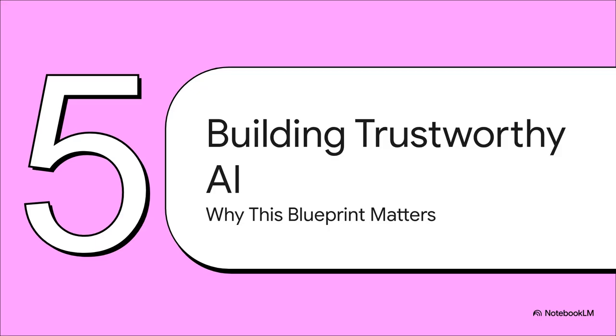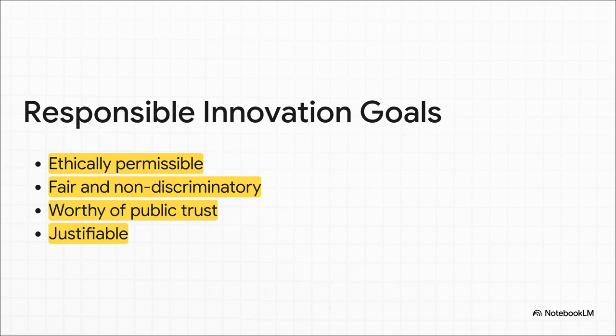Okay, so let's pull all these threads together. We've got our values, we've got our principles, but why does this blueprint matter so much? Well, because the end goal isn't just to make AI that works, it's to build AI that we can actually trust. You see, when you use a blueprint like this, you're doing more than just ticking off items on a list. You're building a whole culture of responsible innovation. Every single project gets measured against these goals. Is it ethically okay to do this? Is it fair? Is it good enough to earn the public's trust? And finally, can we actually stand behind its decisions and justify them?